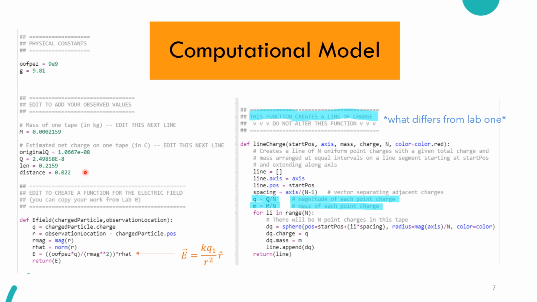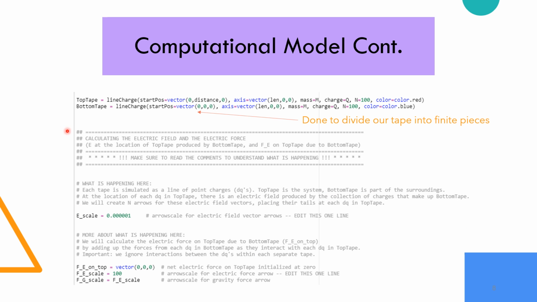Here are some of the values that we obtained from our experimental model, and here's the charge that we were able to determine on that piece of tape. This was done through trial and error to see which value would give us equal magnitude of electric force and gravitational force. Then right here we have a function to compute the electric field, and here we have a function that creates a line of charges for our computational model. This line of code is done to divide our tape into small finite pieces to calculate the point charge of each of those pieces.